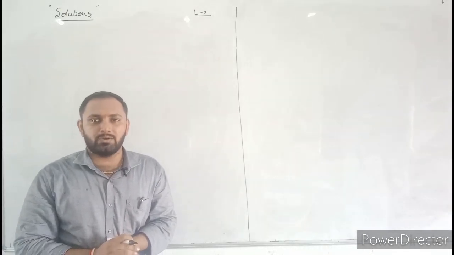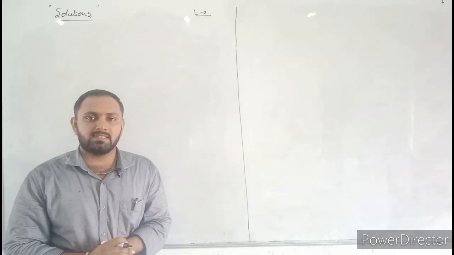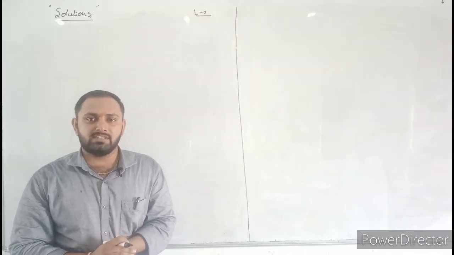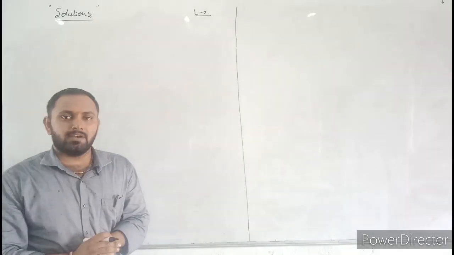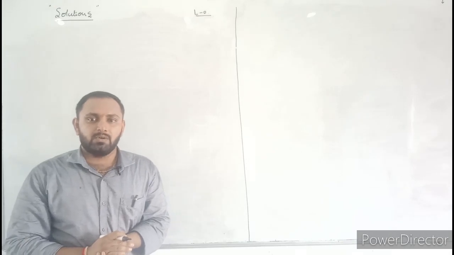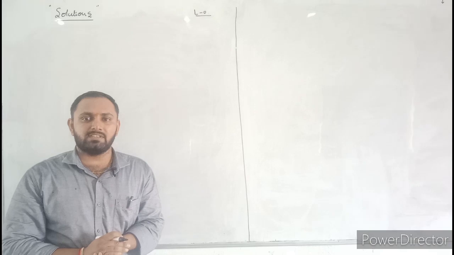There are four colligative properties. The first one is the relative lowering of vapor pressure. The second one is elevation in boiling point. The third one is the depression in freezing point. The fourth one is osmotic pressure. In the last video, we already discussed relative lowering of vapor pressure. In this video, we are going to discuss elevation in boiling point and depression in freezing point.